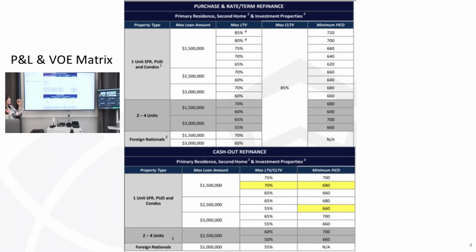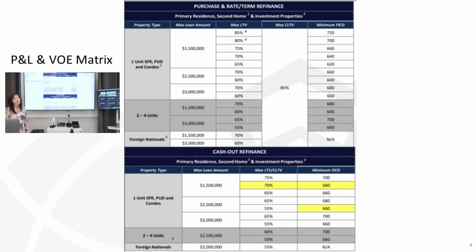Okay, so on the very top one, it's purchase rates, purchase and rate term refinance. What does it mean? That means the top part is for purchase loans and rate and term refinance, right? So if we want cash out refinance, we go to the bottom. We don't read everything. This is not how we read everything. We just learn how to read it, but when we really read something, we go back to our own scenario.